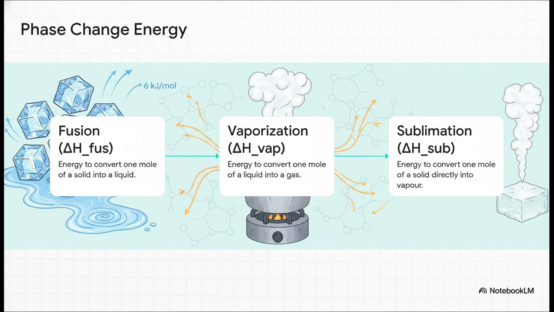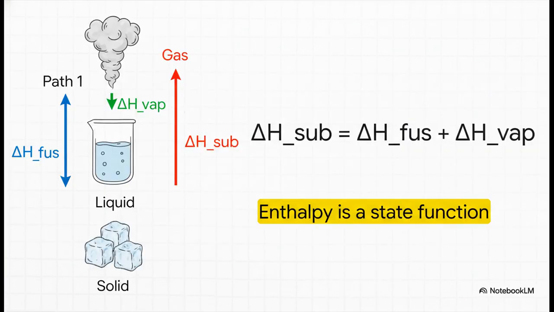We actually see enthalpy all the time during phase changes. The enthalpy of fusion is just the energy it takes to melt something, like ice turning to water. The enthalpy of vaporization is the energy needed to boil it. And just to give you a sense of scale, it takes about 6 kilojoules of energy just to melt 1 mole of ice.